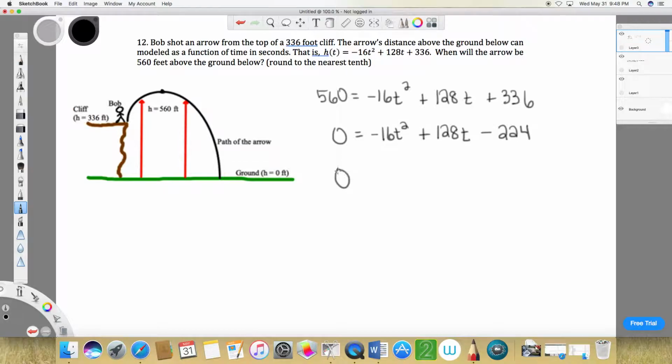0 divided by negative 16 is 0. Negative 16 divided by negative 16 is just 1. And 128 divided by negative 16 is going to be minus 8. And then here I get 14, since 14 times 16 is 224. So are there two numbers that when multiplied together give me positive 14 and add to negative 8? I don't think so, because 14 has factors of 2 and 7, but 2 and 7 add up to 9 and not 8. So I'm going to have to use the quadratic formula.